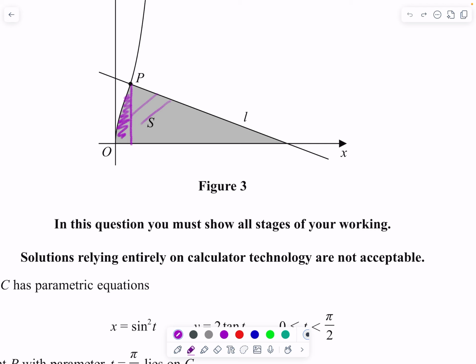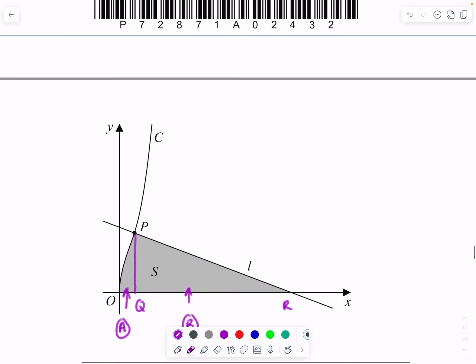So if I do that now, I'll call this one area A, and this one area B. When I'm trying to work these out, area A will be the area under the curve, but area B I could do, hopefully, as a triangle. Let's put on some points here. I'm going to call that Q, and I'm going to call that R. So what I've got to do, first of all, is to make it clear to the examiner what that value there is.